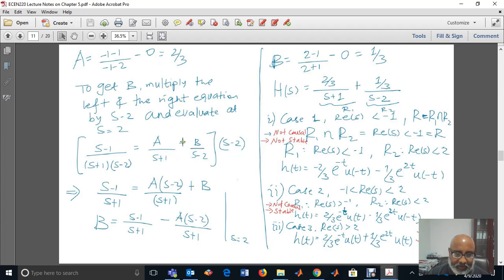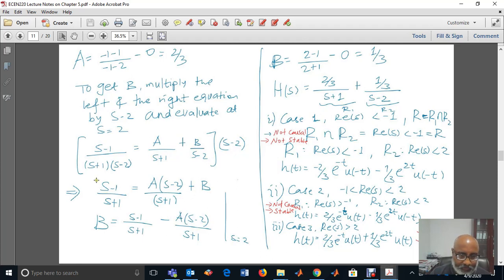What about to get the value of b? Same. We look to the poles of B. What is the pole of B? The pole of B is s is equal to 2. So if I multiply both the left and the right equation by s minus 2, s minus 2 will cancel s minus 2. I will have here in the left s minus 1 over s plus 1. And in the right, I have A times s minus 2 over s plus 1, but for the B case, it is cancelled, plus B.